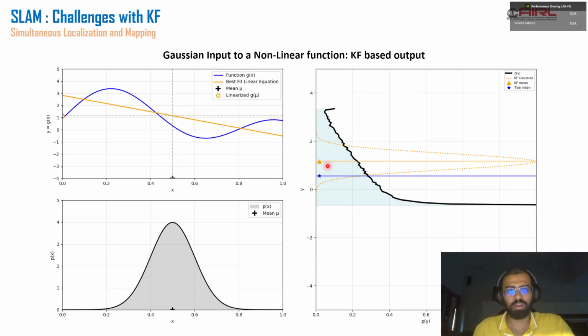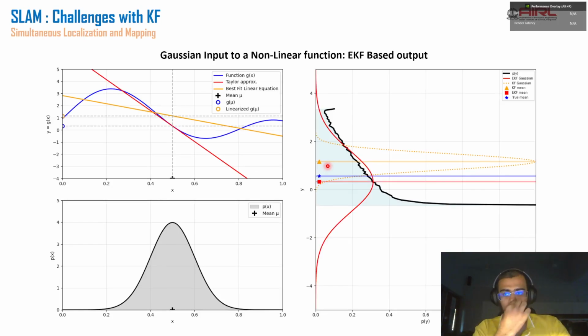Because the distribution curve is not Gaussian anymore. And because it's not Gaussian, you can't reiterate that step of the Kalman filter for the next iteration, because we did it only for Gaussian distribution. So what do we do? We still want the mean to be at least close, right? So we do this Taylor approximation. This is where EKF comes into play.